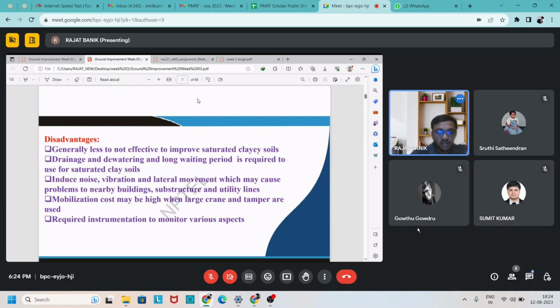Also, the mobilization cost may be high because in this method we use a very large crane or tamper. To mobilize this large crane or tamper requires quite a huge amount of cost to handle it. So this method is not suitable from a cost perspective. If the required construction cost is less, this method is not suitable because it exceeds the cost of the construction.